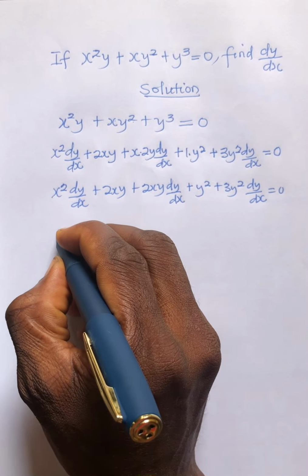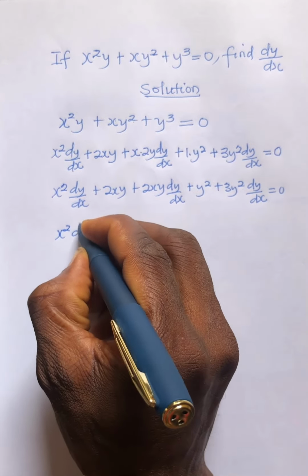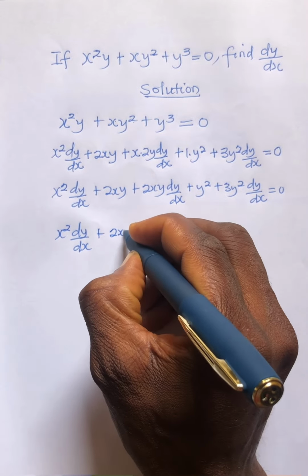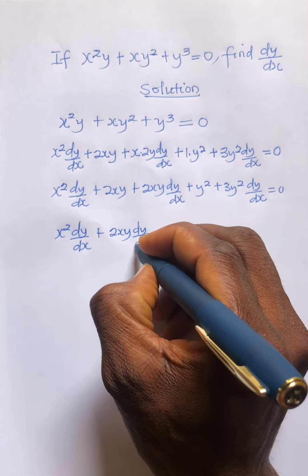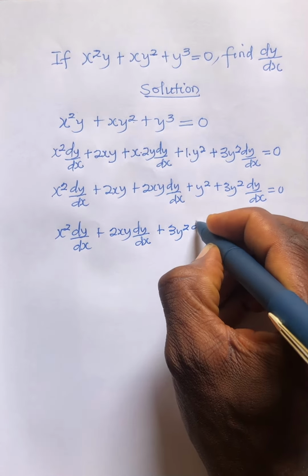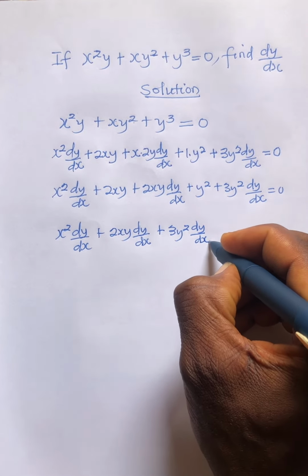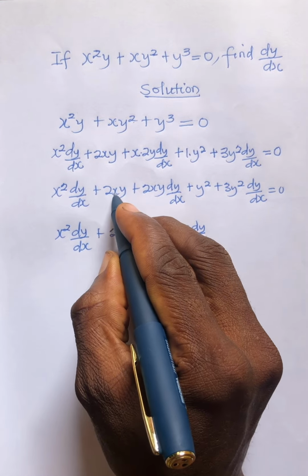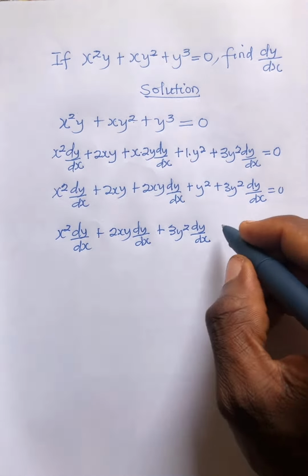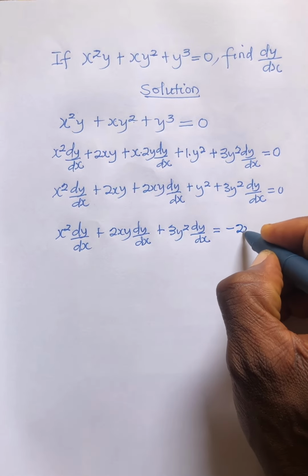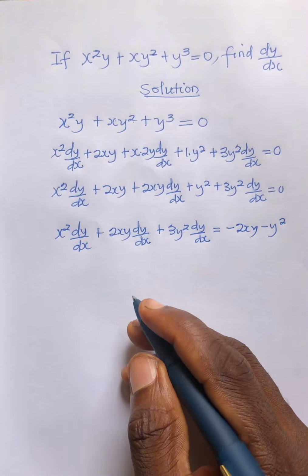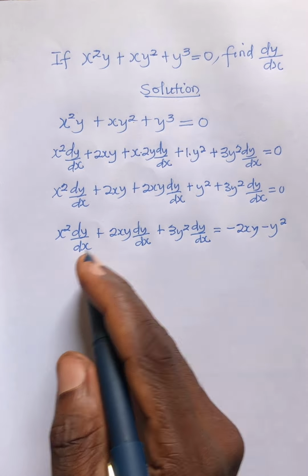So we have x squared dy dx plus 2xy dy dx plus 3y squared dy dx. Then we are left with 2xy and y squared. So this will go to the other side of the equation, and that will be negative. So we have minus 2xy minus y squared. The next thing is to rearrange and factorize.